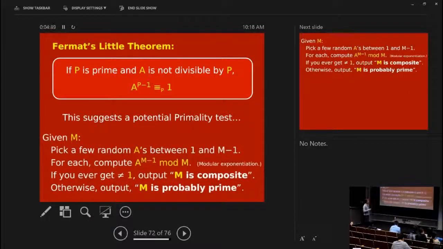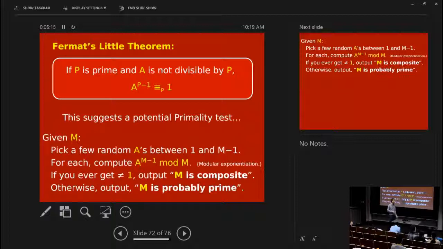For example, let's say you're given some m and you're trying to tell if it's prime or not. I'm not saying this is going to work. One thing you could try is just pick a few random a's between 1 and m minus 1, and for each one, compute a to the m minus 1 mod m. And we can do this efficiently, because this is exactly modular exponentiation: something to something else, mod a third thing. You can do that efficiently. And if you ever happen to get something other than 1, you know for sure m is not prime. By Fermat's little theorem, it's composite. So if you ever get not 1, you can just say m is composite, and you're right.